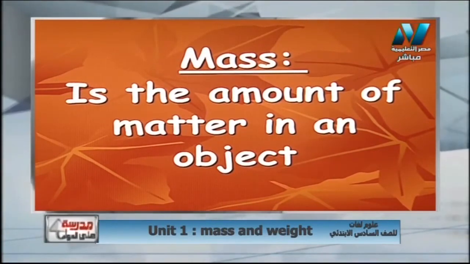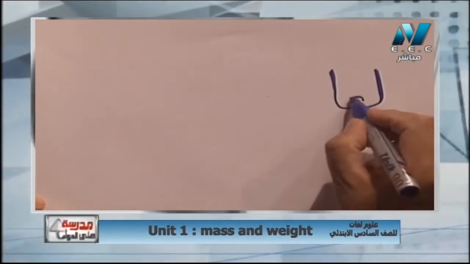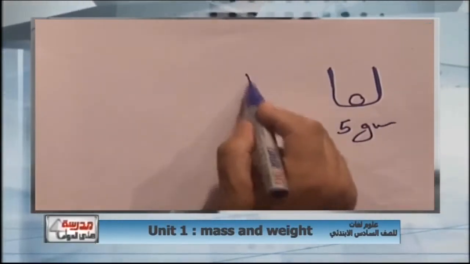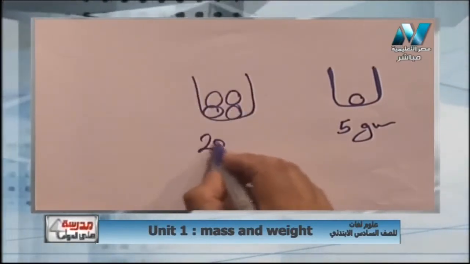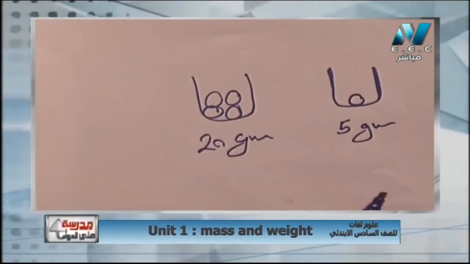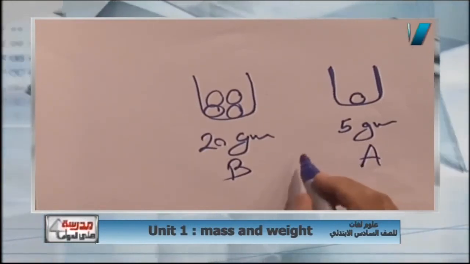For example, if I have a bag like this, it contains 1 marble about 5 grams, and another bag contains 4 marbles, they would be 20 grams. Which one has more mass? The first one, like A. So A will be smaller than B.